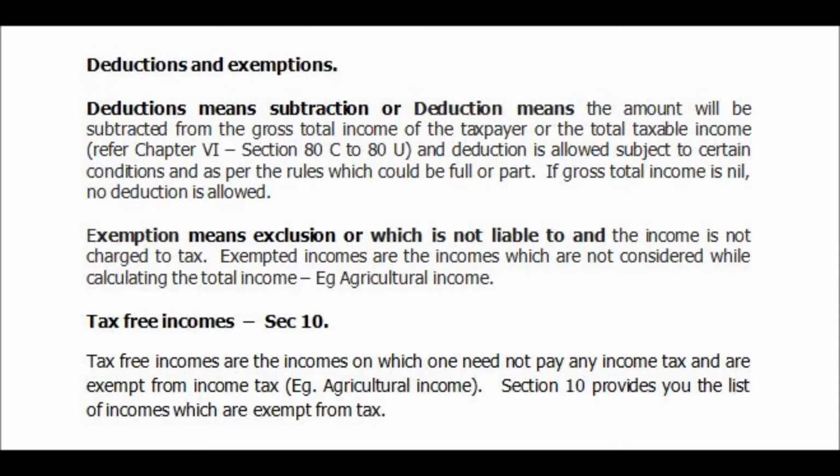Exemption means exclusion or which is not liable to and the income is not charged to tax. Exempted incomes are the incomes which are not considered while calculating the total income, example, agricultural income. Tax-free incomes, Section 10. Tax-free incomes are the incomes on which one need not pay any income tax and are exempt from income tax, example, agricultural income. Section 10 provides you the list of incomes which are exempt from tax.